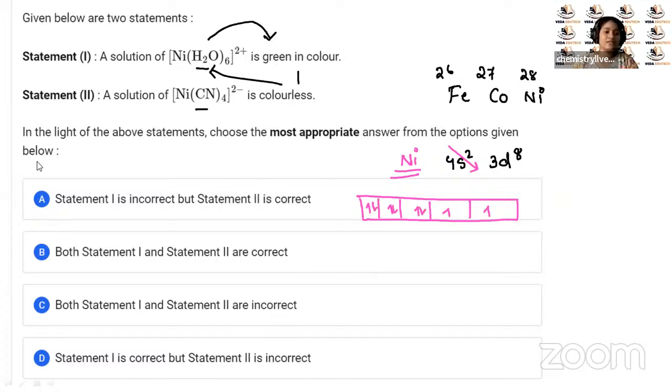Now here pairing is not possible, children. Why? Because H2O will behave as a weak ligand here. It cannot cause any pairing, right? It will not cause pairing. No pairing here.